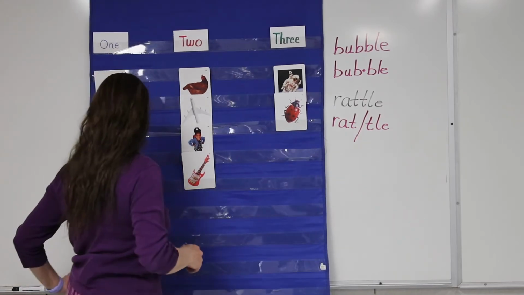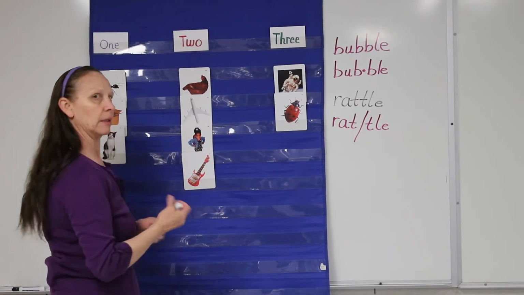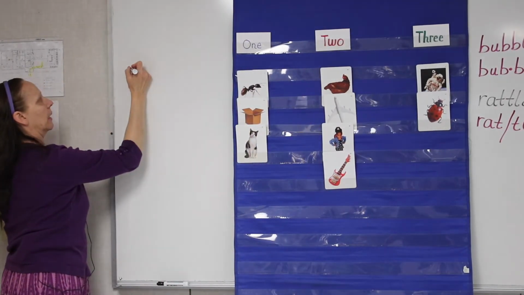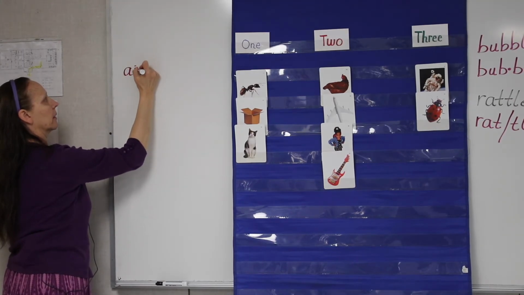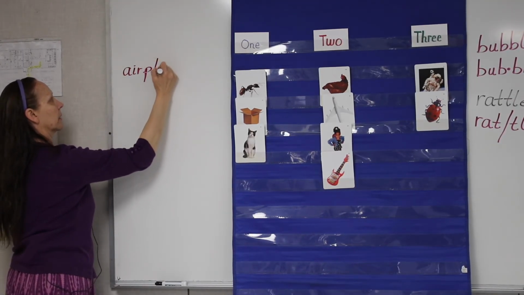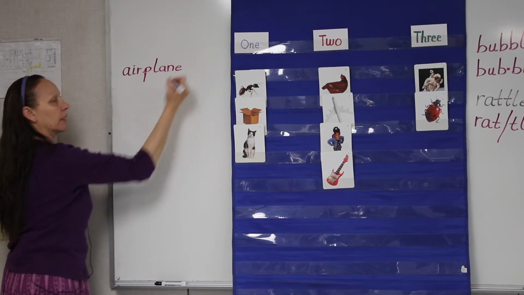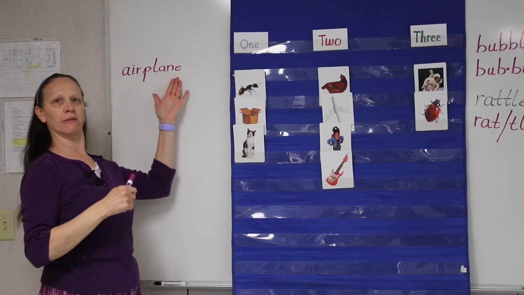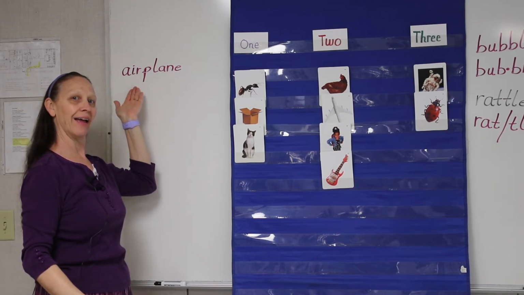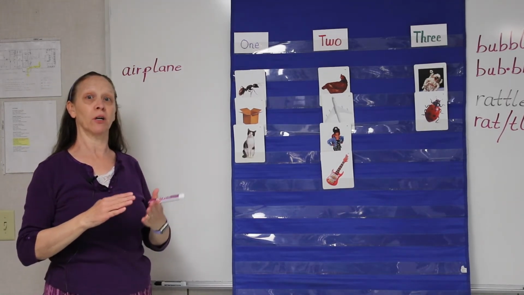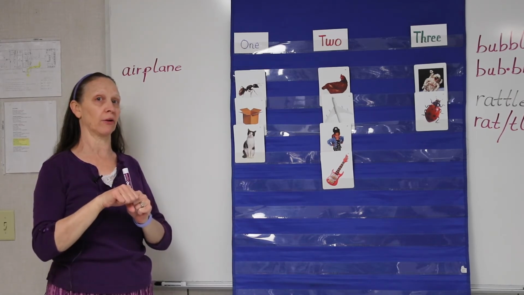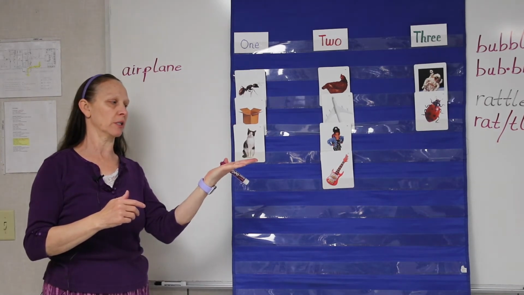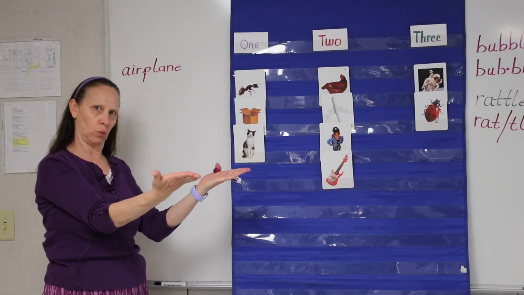Now I'm going to write this one, airplane. Airplane is what we call a compound word because the plane flies in the air. So when you have a compound word, 2 words put together to make one, we split it between the first word and the second word.